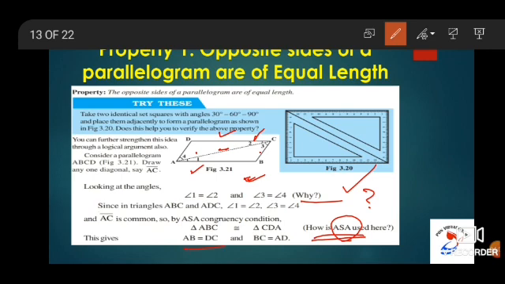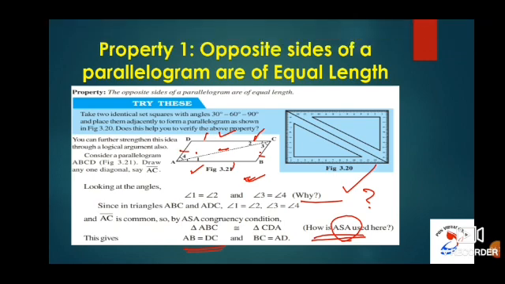Hence by CPCT, that is CPCT means corresponding parts of congruent triangles. By CPCT you can say the side AB is equal to DC and the other side BC is equal to the side AD. So you can try this activity. So the first property is very clear, I think. Opposite sides of parallelogram are of equal length.